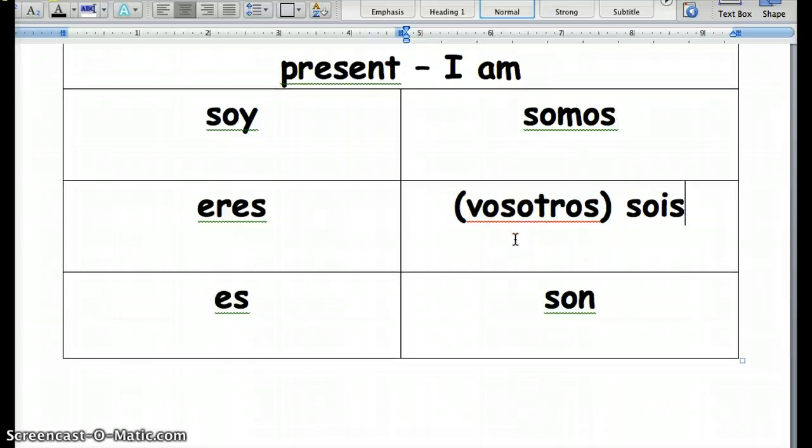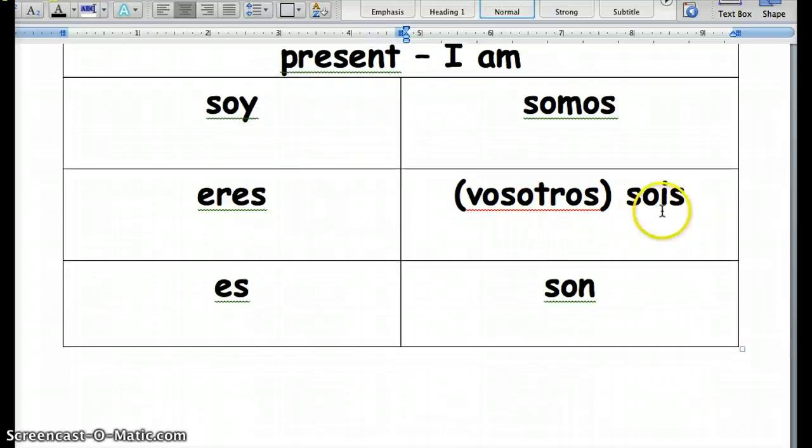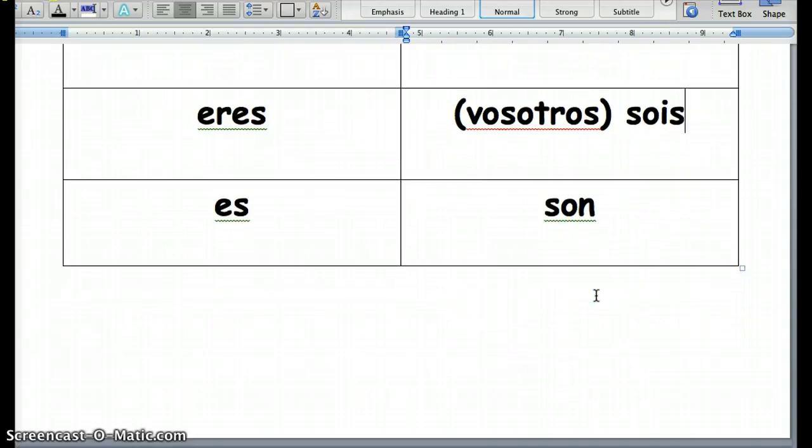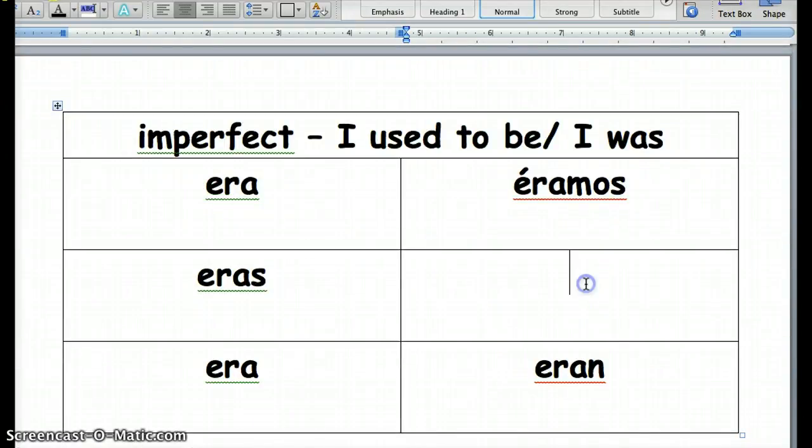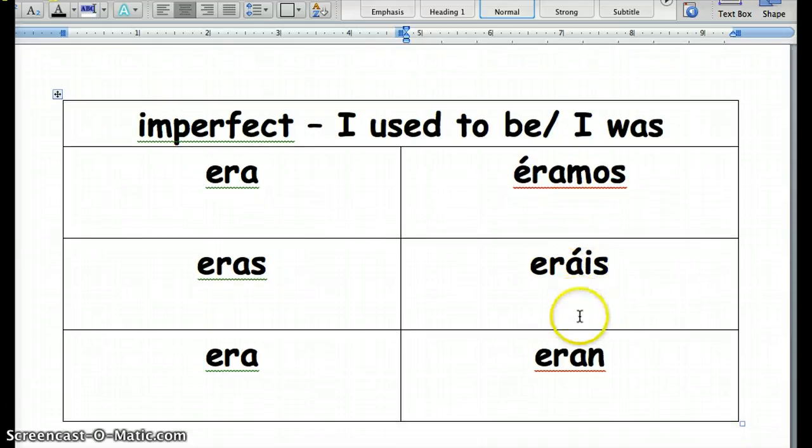The vosotros form is used in Spain for the informal. The ustedes form is used in Spain to be formal. In Latin America, ustedes son is used for informal and formal. There is no distinction. So here is the vosotros form for the imperfect. Erais.